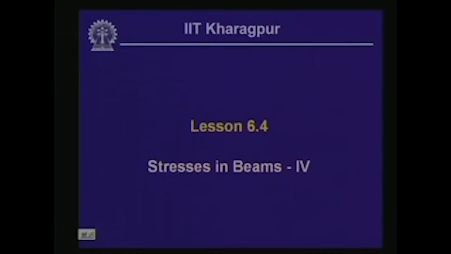Welcome to the fourth lesson of the sixth module, which is on stresses and beams part 4. In fact, in the last lesson we have discussed some aspects of shearing stress in beams, and we have looked into the effect of shearing stress in a beam having rectangular cross section. Now, we are going to discuss in this particular lesson what is going to happen if shear stress acts in a beam having cross sections other than the rectangular ones, like circular one or the T sections.